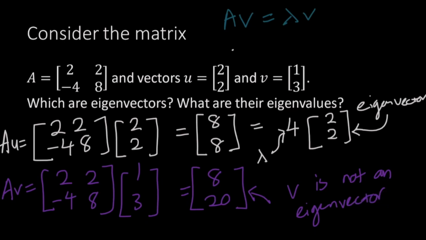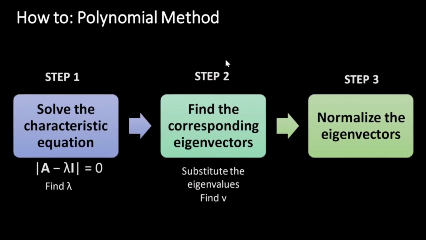So there are 3 steps to find the eigenvalues and eigenvectors using the polynomial method. The first step is to solve the characteristic equation, the determinant of A minus lambda I equals 0, which we have discussed earlier, and this would give us the values of lambda or the eigenvalues.